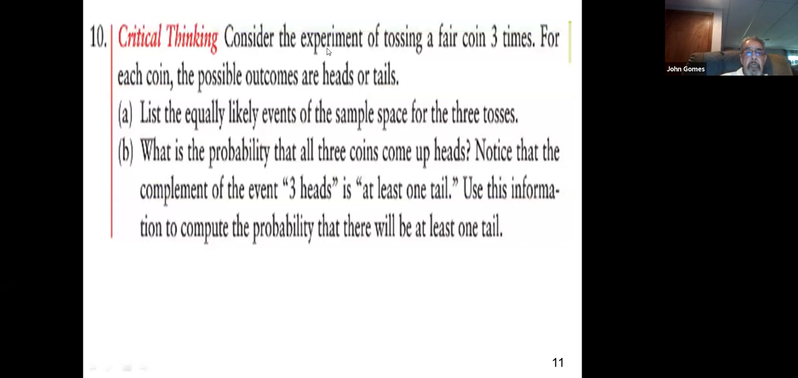Critical thinking here. Consider the experiment of tossing a coin 3 times. Each coin has possible outcomes of being a heads or a tails. First thing he does, he asks us to list all the simple events, and then he says, hey, what's the probability that all 3 coins come up heads? And then finally, what's the probability that there will be at least one tail?